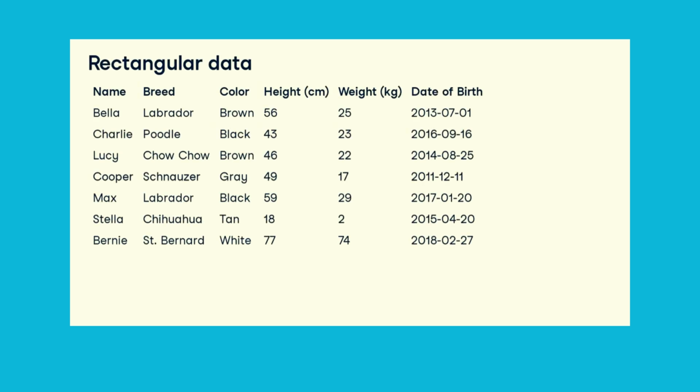There are several ways to store data for analysis, but rectangular data, sometimes called tabular data, is the most common form. In this example with dogs, each observation, or each dog, is a row, and each variable, or each dog property, is a column. Pandas is designed to work with rectangular data, like this.